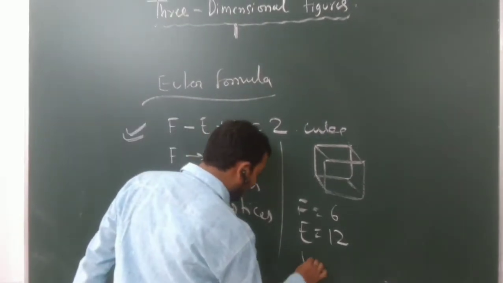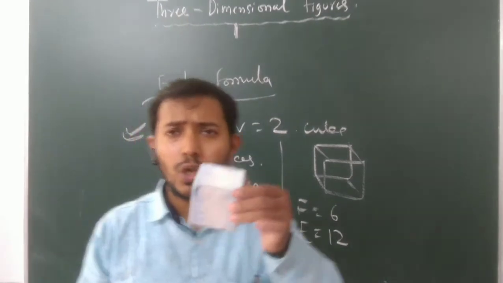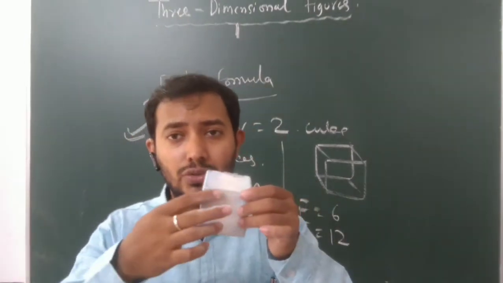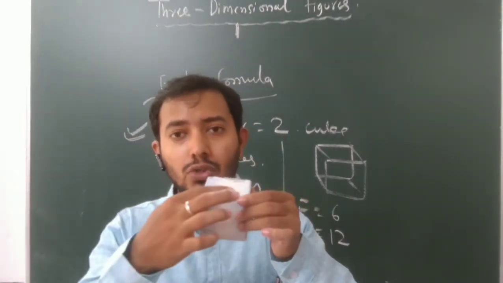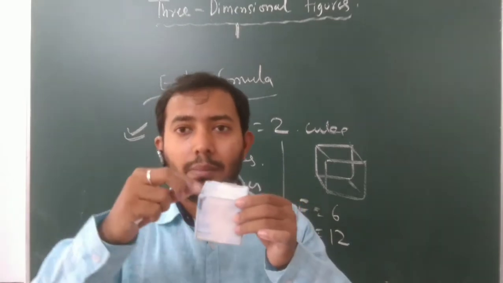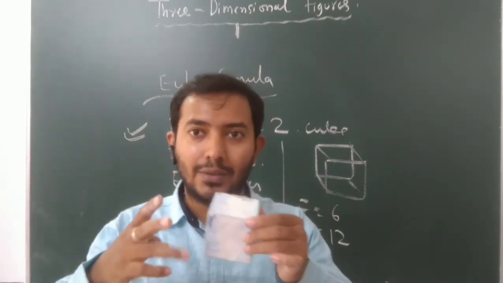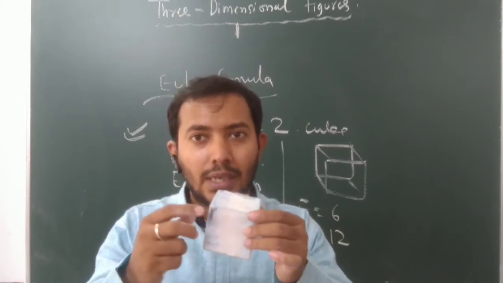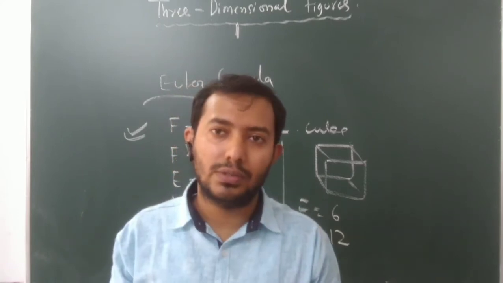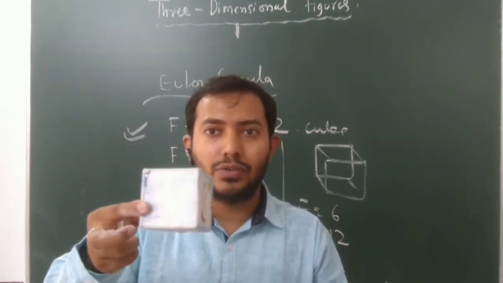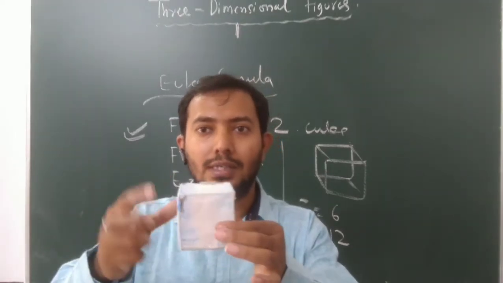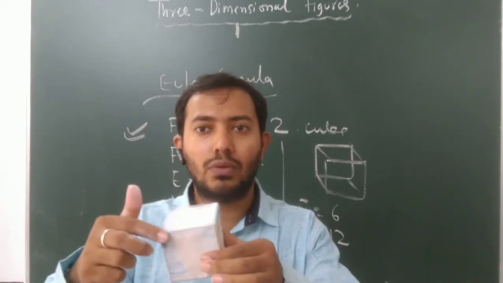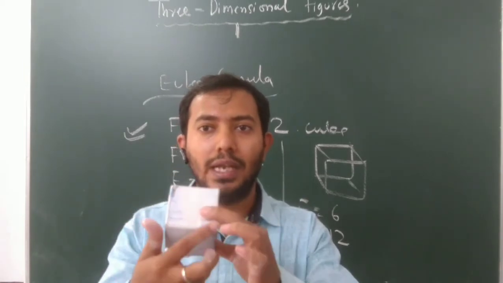And next is vertices. That is the corner point where 3 edges meet at a point. See, look at 1, 2, 3. Okay, they meet at a point. It's not compulsory that only 3, but the edges meet at a point, and that point we call a vertex. So if you look here, you can see there are 8 vertices. 1, 2, 3, 4, 5, 6, 7, 8.